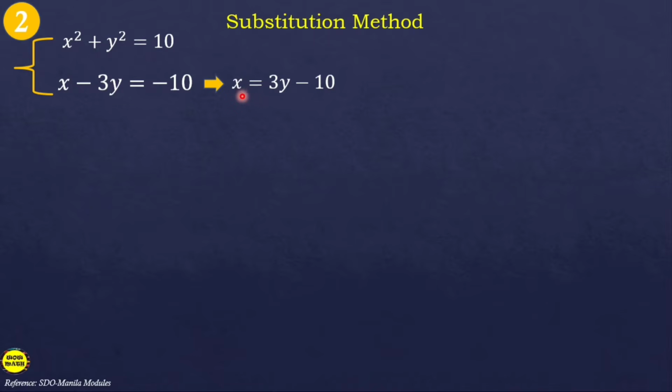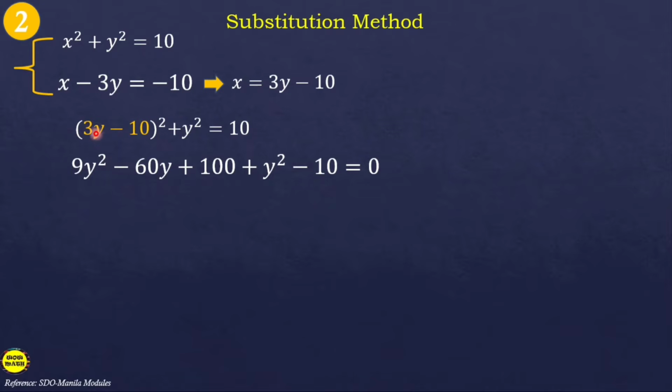Substitute natin yung value ng x na 3y minus 10 dito sa equation natin. So magiging the quantity of 3y minus 10 squared plus y squared is equal to 10. So pinalitan natin yung x natin dito ng 3y minus 10. And then expand natin ito kasi square of binomial siya.